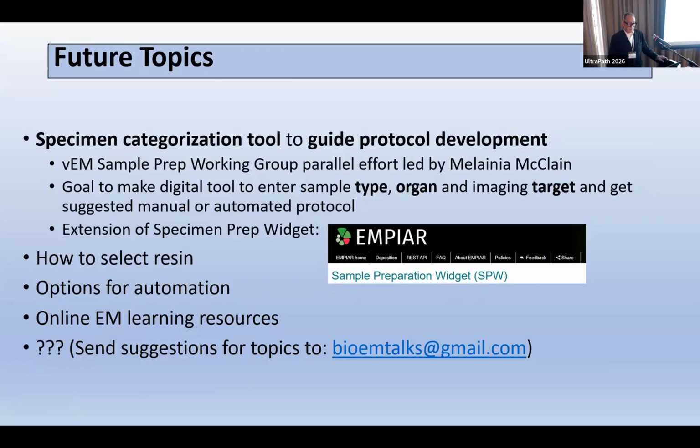There's a sample prep working group that's part of the European electron microscopy image archive. The goal is to make a tool to enter type, organ, and target, and it will come up with a protocol for you. It's going to be quite an effort. We just met last week and still are on step one. But also how to select your resin. One thing, a lot of people just use the resin that they have laying around, Embed 812 or some sort of epoxy. But we're going to look at some ways to intuitively go down some sort of algorithmic path to see which resin's best for you, and to promote more online learning resources.